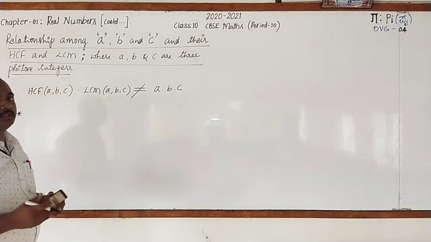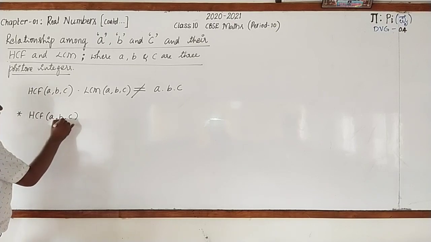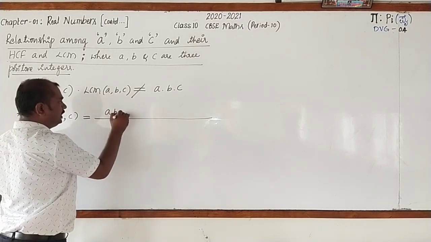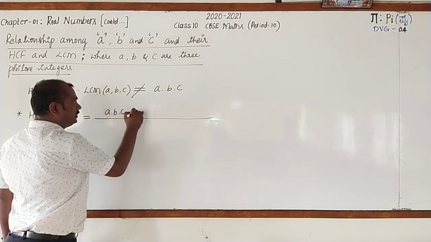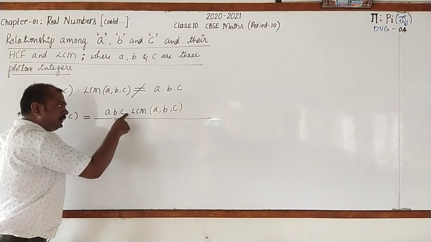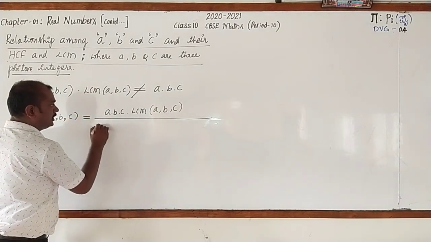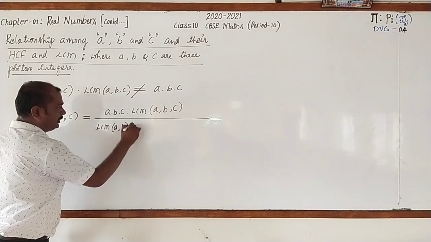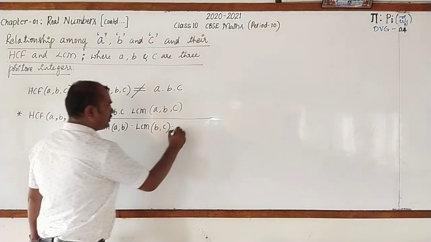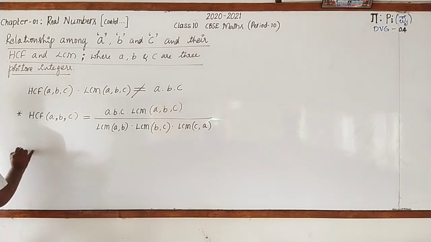These two are important. Chances are there. Here I will write HCF of A, B, C, these three numbers, is equal to A into B into C into LCM of A, B, C. There are the product of three numbers and LCM of A, B and C, then divided by LCM of A comma B into LCM of B comma C into LCM of C comma A. Got it?